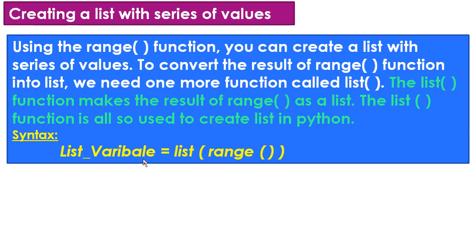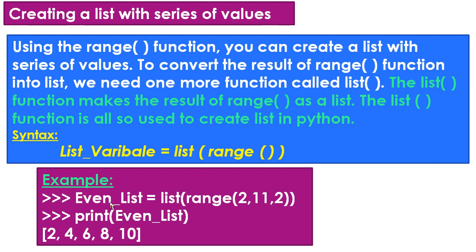The syntax is list variable equal to list of range. As an example, even list equal to list of range 2, 11, 2, that is the range of values 2, 4, 6, 8 up to 10. So the step value is 2. The even list contains the values from 2 to 10 with step value 2. So print even list, we get the result 2, 4, 6, 8, 10. So in a single line we make a list of a range of values by using the list function.